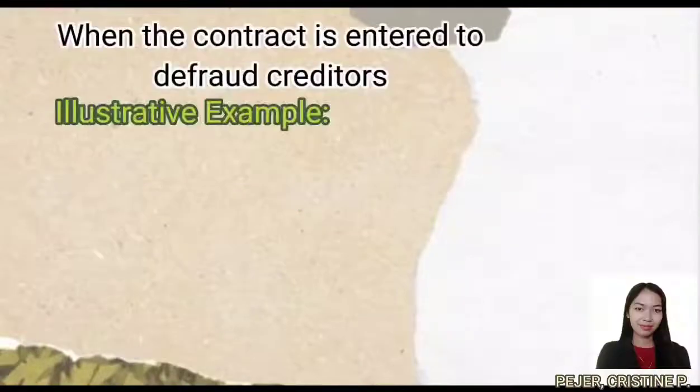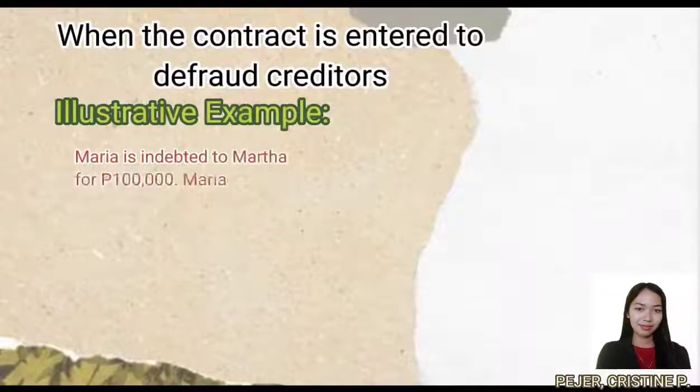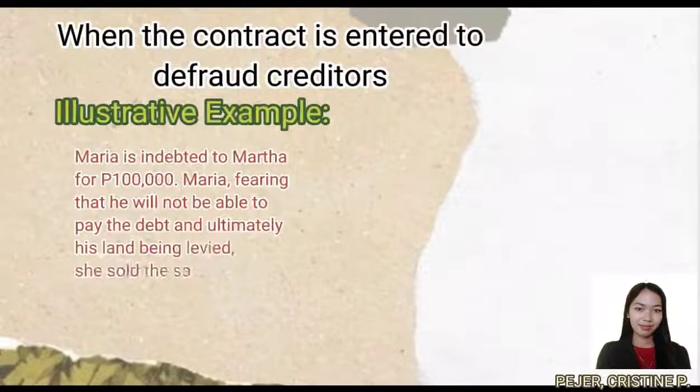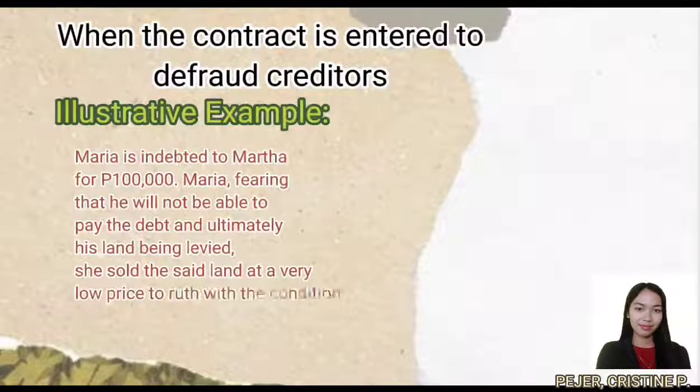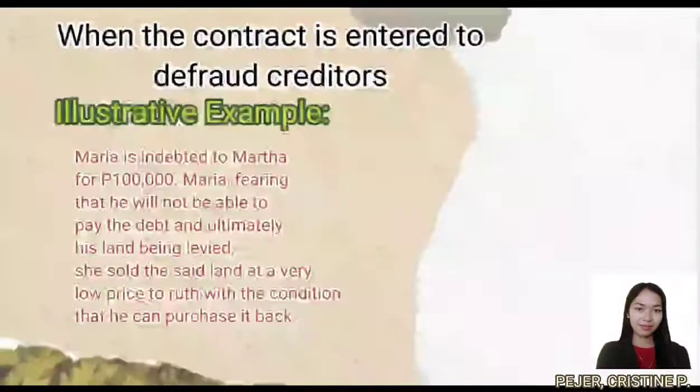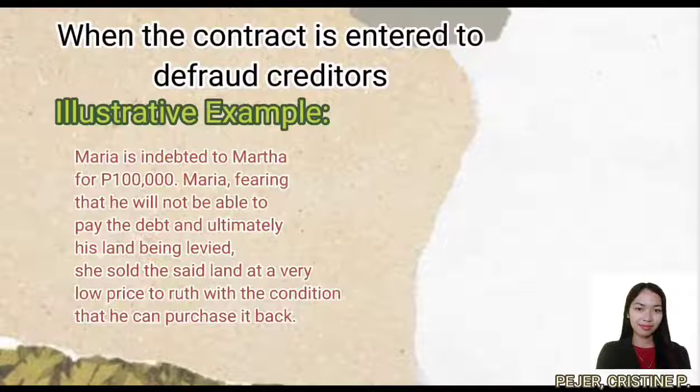The third exception is when a contract is entered to defraud creditors. Illustrative example: Maria is indebted to Martha for 100,000 pesos. Maria, fearing that she will not be able to pay the debt and ultimately her land being levied, sold the said land at a very low price to Ruth with the condition that she can purchase it back. The main contract natin dito ay between Maria and Ruth.